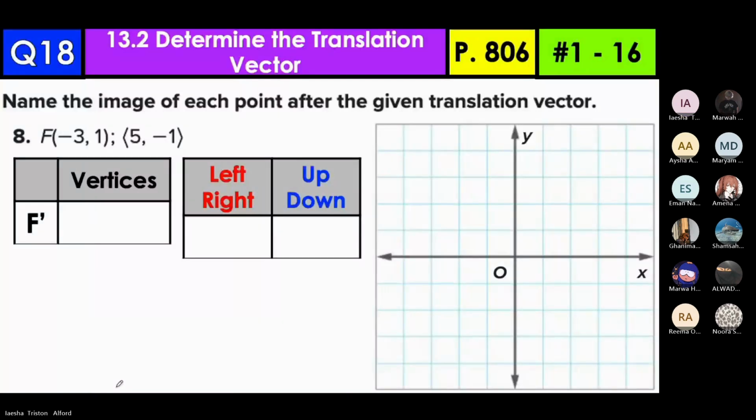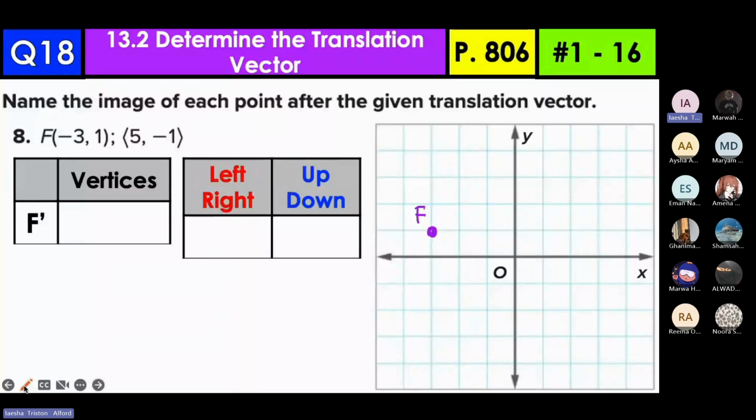Number 8. Maybe they will not give you a graph. So what can you do? Draw a graph yourself, if it's easier for you to do it with a graph. So the point we want is -3 and +1. So where is F? Left 3 and 1 up. Fine. This is called F.